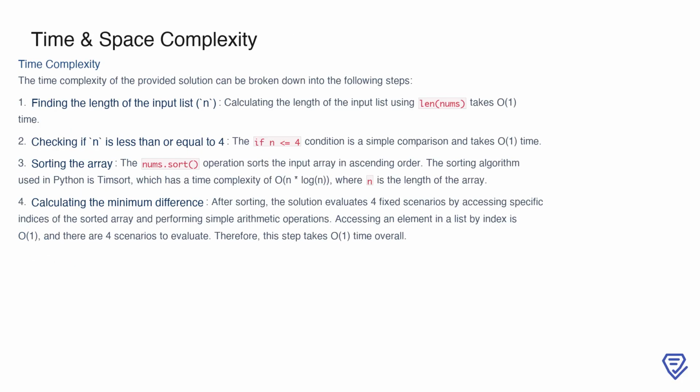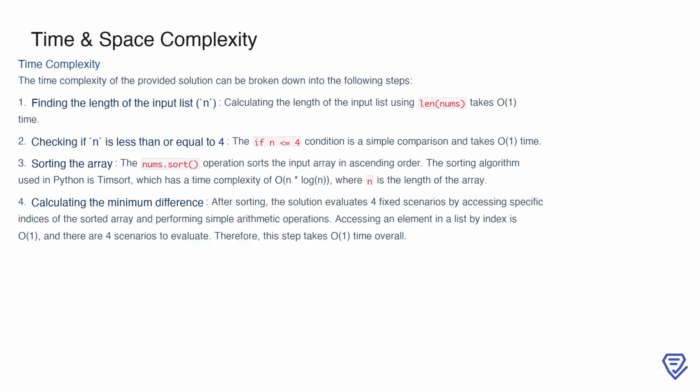To analyze the time complexity of this solution, we start by breaking it into its individual steps. First, we calculate the length of the input list, n, using the built-in len(nums) function, which is an O(1) operation. Next, we check whether n is less than or equal to 4 with the condition if n <= 4. This is a simple comparison and also takes O(1) time.